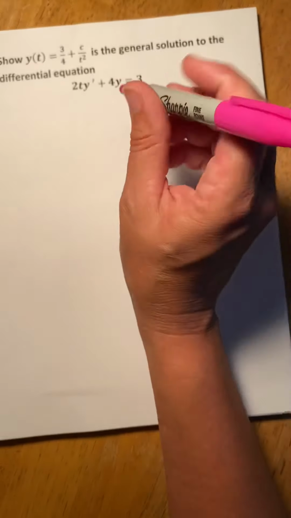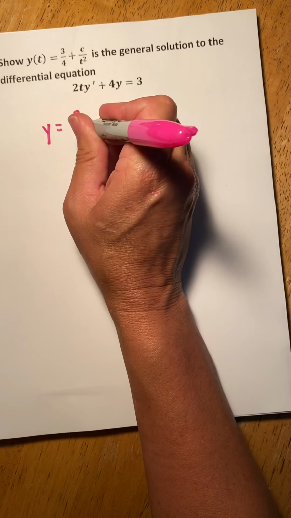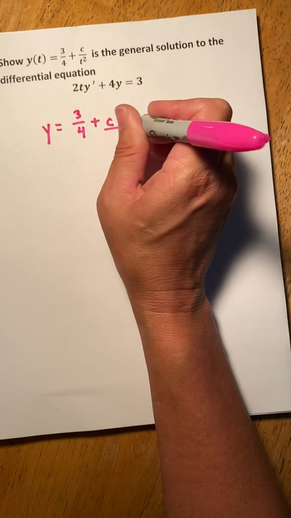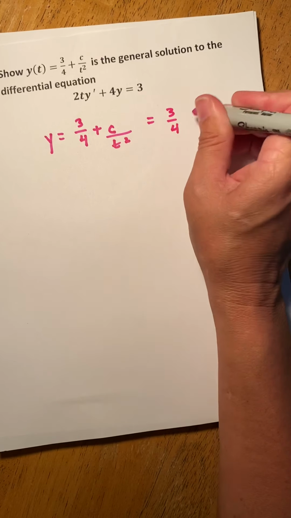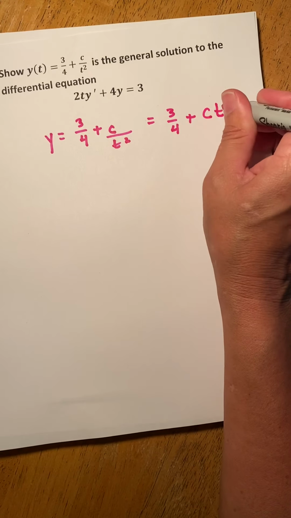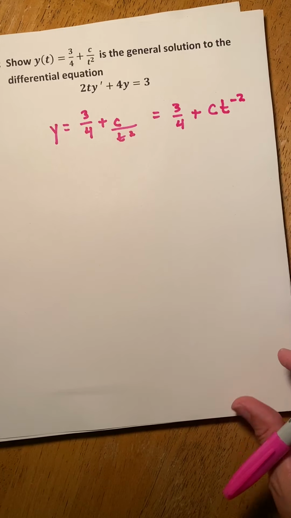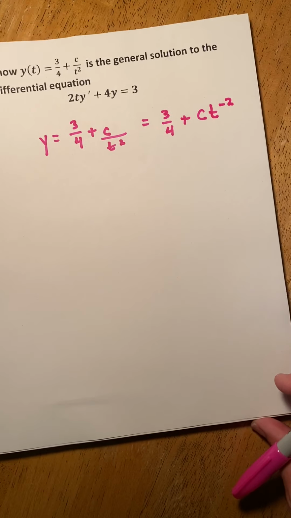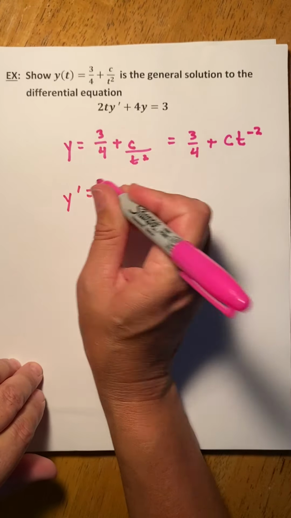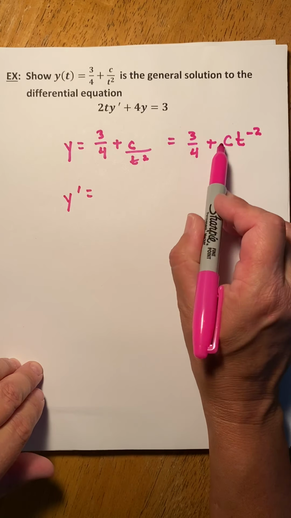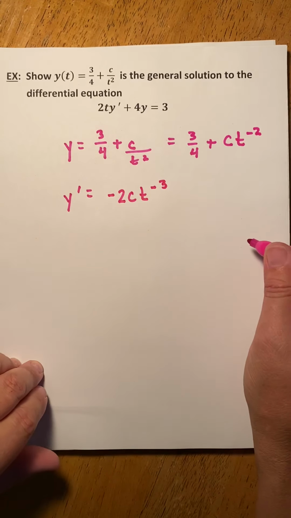So we're just going to put y right here. So we know that y is equal to, and I'm going to eliminate that t just for simplicity, 3/4 plus c over t squared. I'm going to change this. This is what I was thinking, c t to the negative 2. I think it's easier to take derivatives when we change fractions or variables in the denominator to negative powers. Okay, so now y prime is going to be, well, the derivative of 3/4 is 0. Let's bring the negative out front. That's negative 2c t to the negative 3.